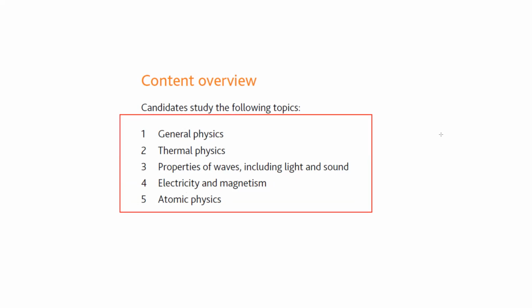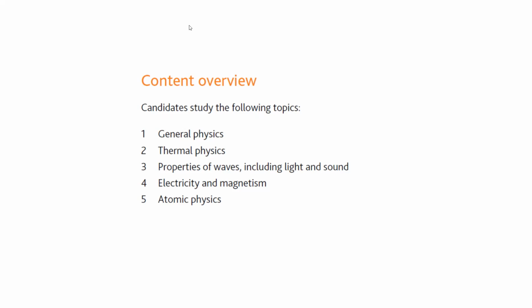For example, normally in general physics there are 8 chapters, thermal physics 3 chapters, the properties of waves, light and sound 4 chapters, electricity and magnetism 6 chapters, and atomic physics 2 chapters. We'll follow the sequence. We'll start with general physics, then thermal, properties of waves, electricity and magnetism, and at the last we will do atomic.